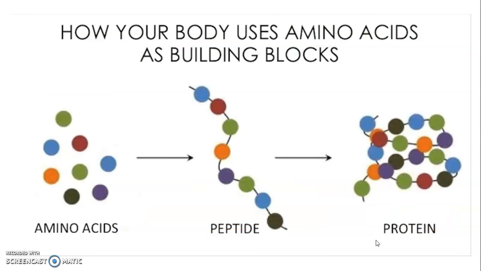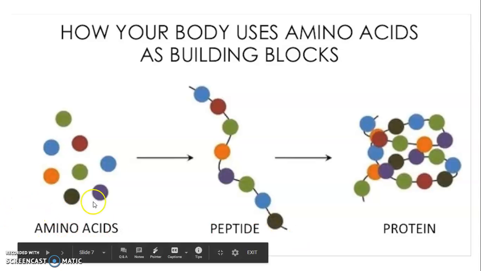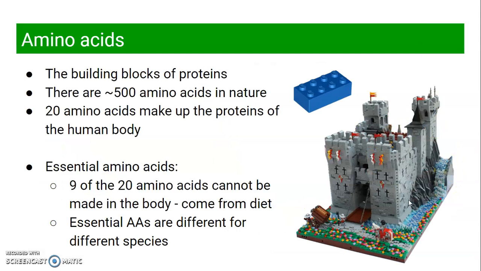So how your body uses amino acids as building blocks. How does it turn these monomers, amino acids, into really complex proteins in the body? Okay, amino acids you can think of as the building blocks of proteins, like one single Lego. There's around 500 different types of amino acids in nature, but we employ about 20 of these in the body. So 20 amino acids in the human body make up all of the proteins. So when you connect them in different orders, you can make lots of different peptides and thus proteins.